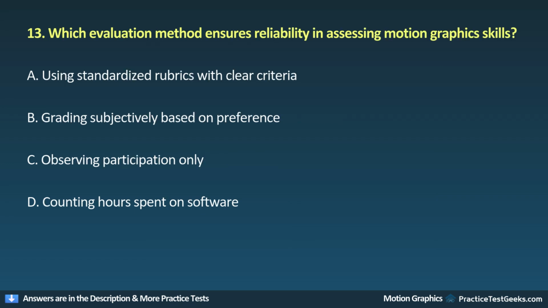13. Which evaluation method ensures reliability in assessing motion graphics skills? A. Using standardized rubrics with clear criteria. B. Grading subjectively based on preference. C. Observing participation only. D. Counting hours spent on software.